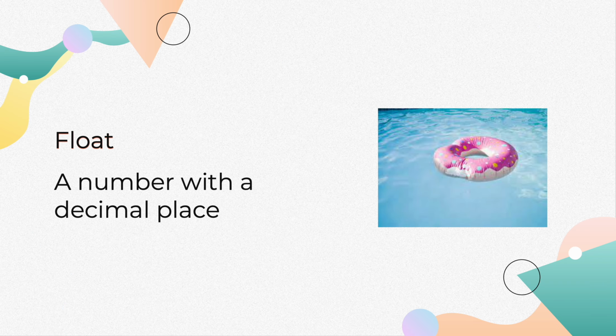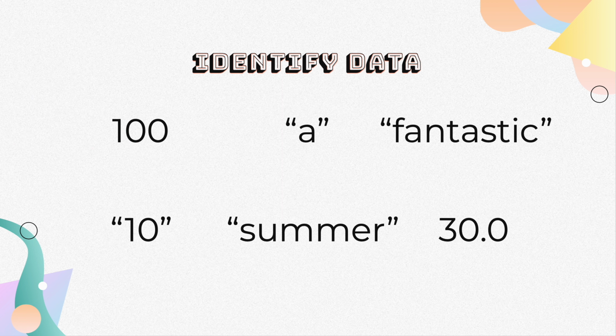A float, on the other hand, is a number with a decimal place. If we consider 30.0, that's a perfect example of a float. Negative 30.0 will also be a float as well. What if we have 12.1? That is also a float. Notice here, even though we have 30.0, which is basically 30, Python will still consider this as a float and not an integer. Be very careful of this fact. So anything with a decimal place we can consider a float.